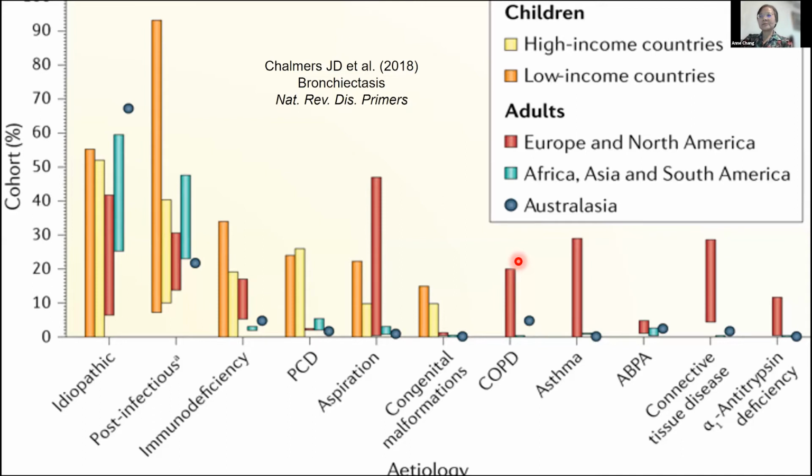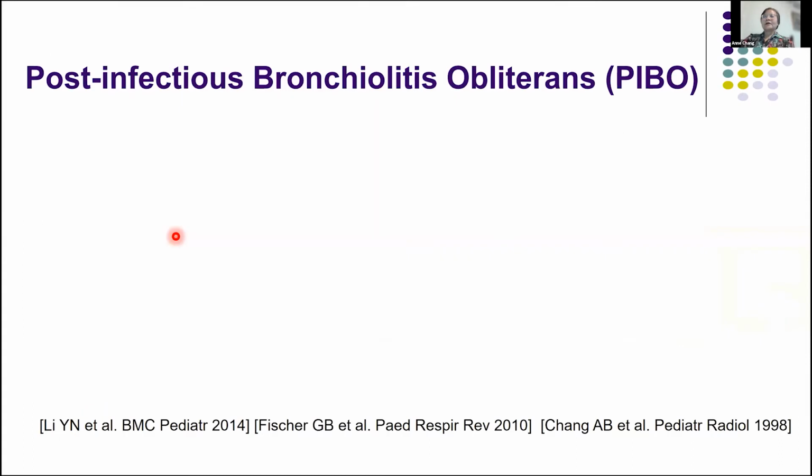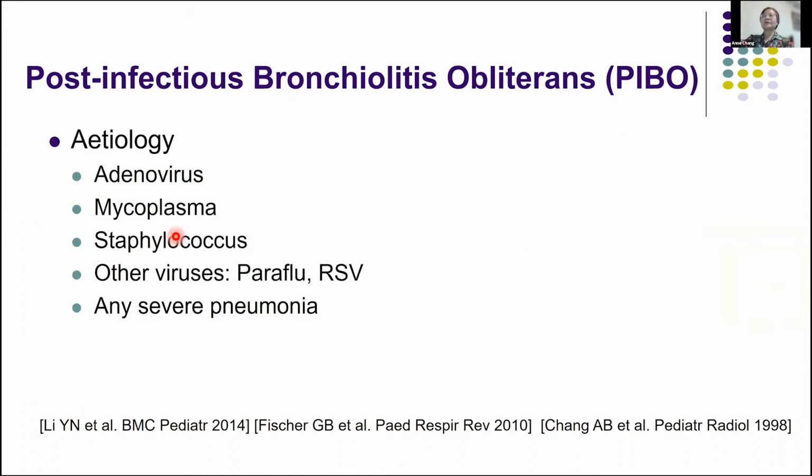If you look at this particular slide from Jane Chalmers' paper, you can see there that post-infectious is a very, very high ascribed etiology of bronchiectasis in children as well as in adults, both in low-income countries as well as in high-income countries. If you look at PIBO, we all know that the ascribed etiology is usually infection. So if you look at chronic diseases, a lot of these kids had preceding pneumonia.